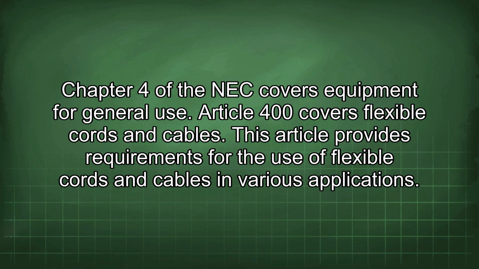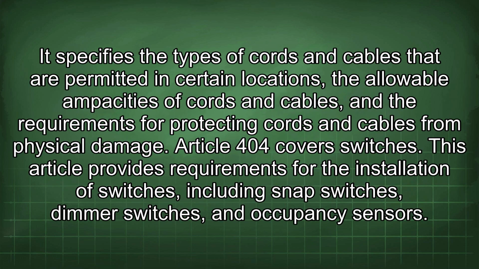Chapter 4 of the NEC covers equipment for general use. Article 400 covers flexible cords and cables. This article provides requirements for the use of flexible cords and cables in various applications. It specifies the types of cords and cables that are permitted in certain locations, the allowable ampacities of cords and cables, and the requirements for protecting cords and cables from physical damage.